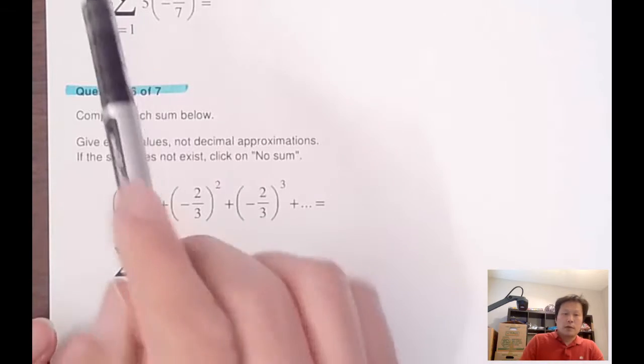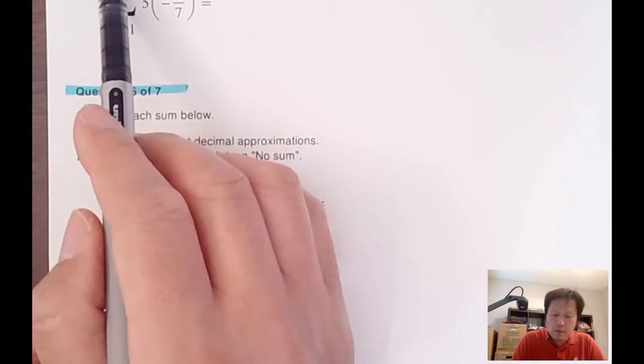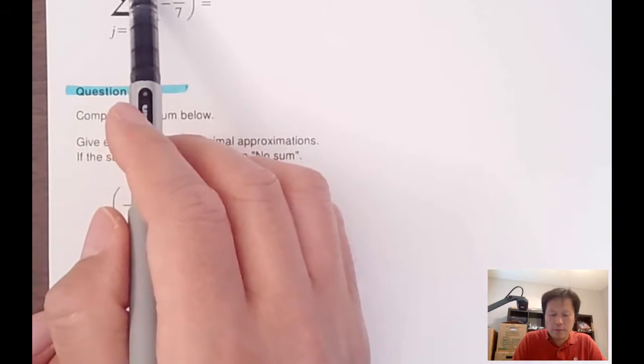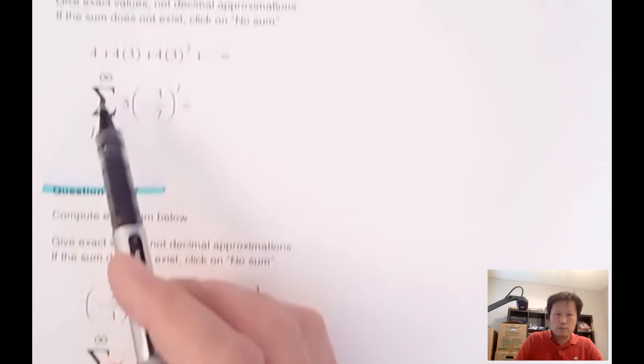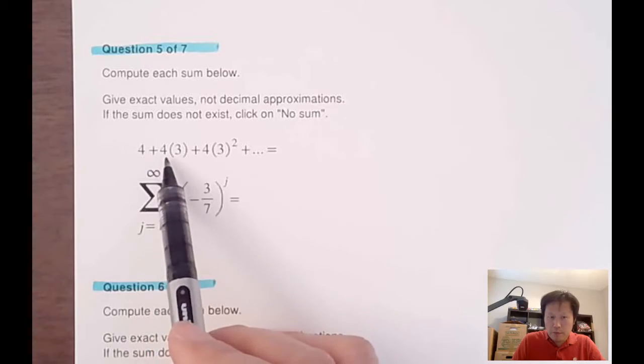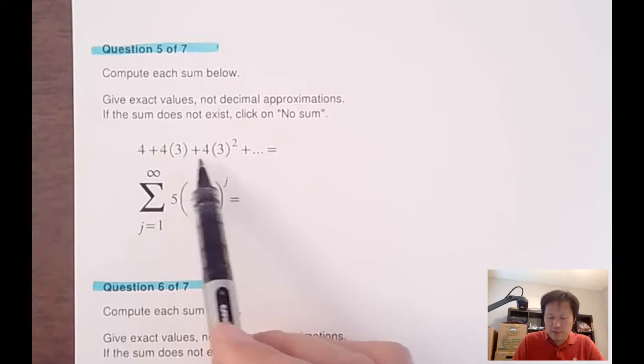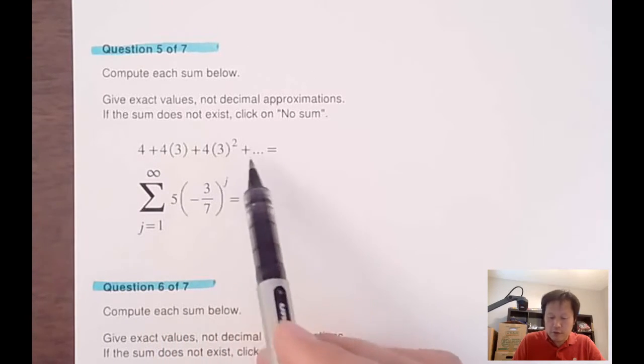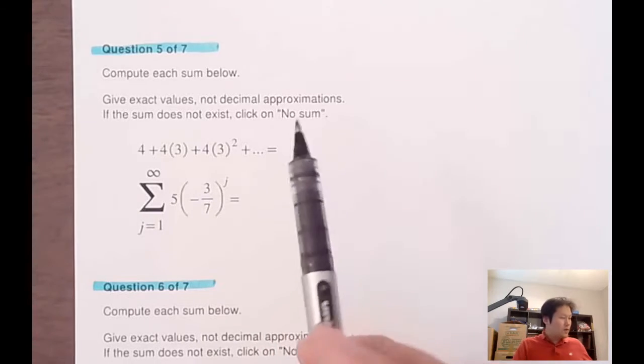Okay, let's look at the first example. 4 plus 4(3) plus 4(3 to the second power) plus dot dot dot. So take a look at this example.